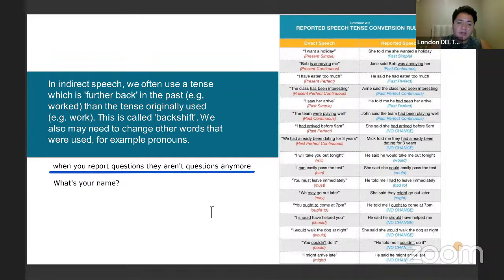So in this case, imagine that the question is what's your name, okay? Entonces vamos a inventar aquí cualquier persona. So he said... en este caso no said porque es una pregunta, ¿verdad? Él preguntó, he asked. Él preguntó, what. ¿Por qué what? Porque la pregunta es con what. Okay, now the sentence, the original sentence is what tense? ¿Qué tiempo está la pregunta? What's your name?